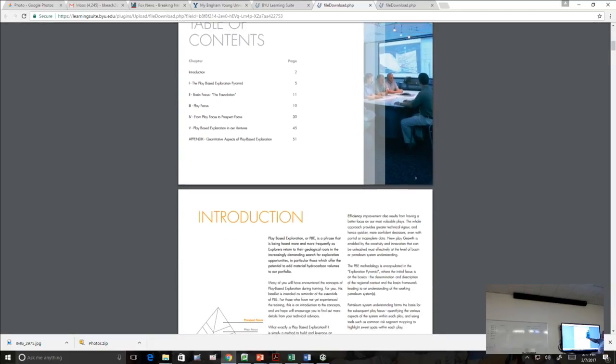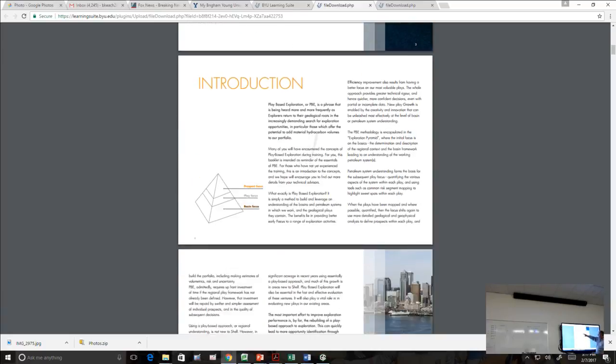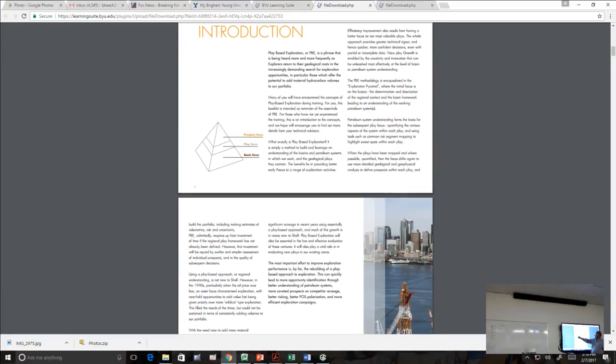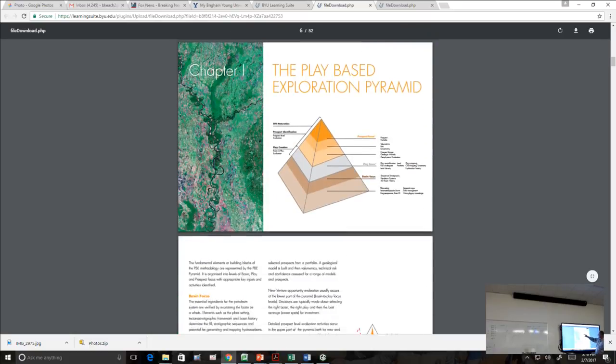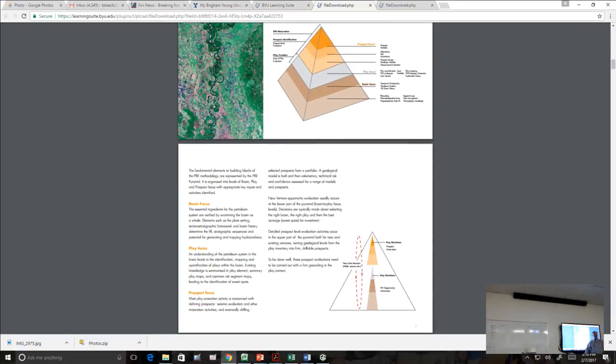So he talks about this thing called the pyramid. And the pyramid is basically, here's the basin focus, here's the play focus, and there's the prospect. We're going to start this big, and we're going to work our way up to what we know about the data. Okay? And so it's a good, quick overview if you want to go read that.